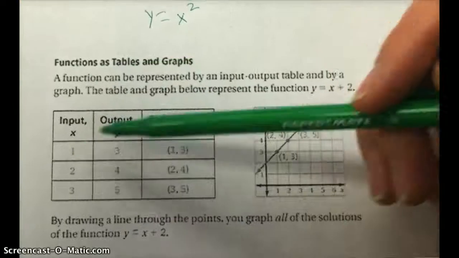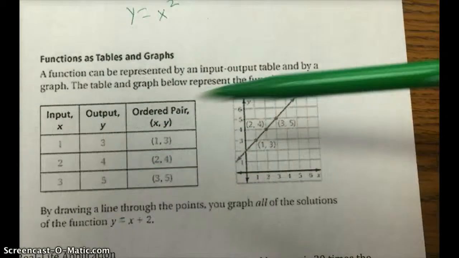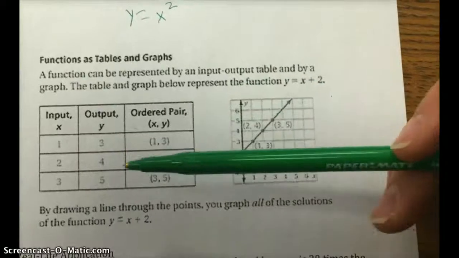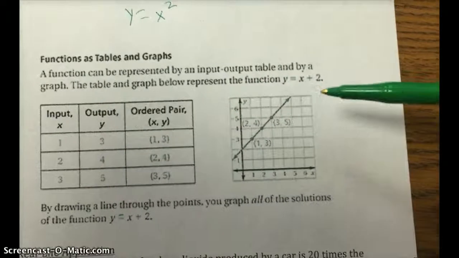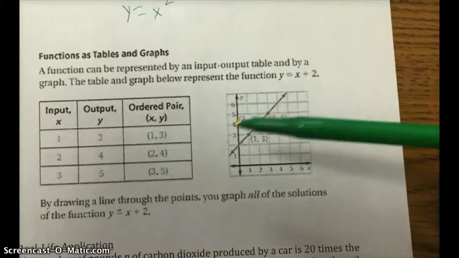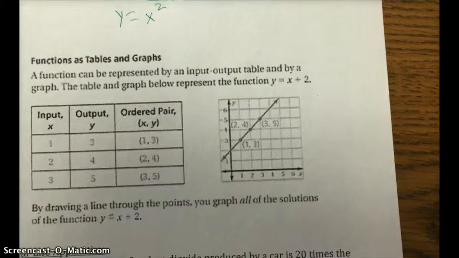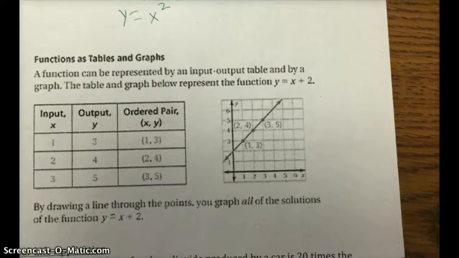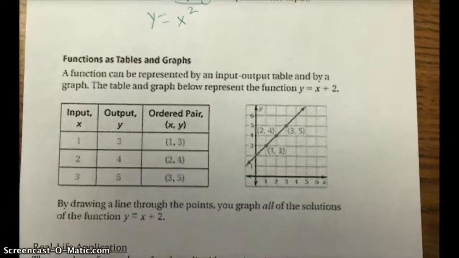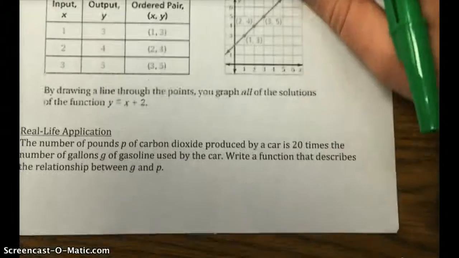If you look at the table, here they came up with their inputs, 1, 2, and 3. When they plugged them into the equation, 1 plus 2 is 3, 2 plus 2 is 4, and 3 plus 2 is 5. So that's how they got their ordered pairs. They then graphed their ordered pairs, and it says by drawing a line through the points, you graph all the solutions of the function y equals x plus 2. So that was just a recap of how to graph an equation, which in this case are functions.